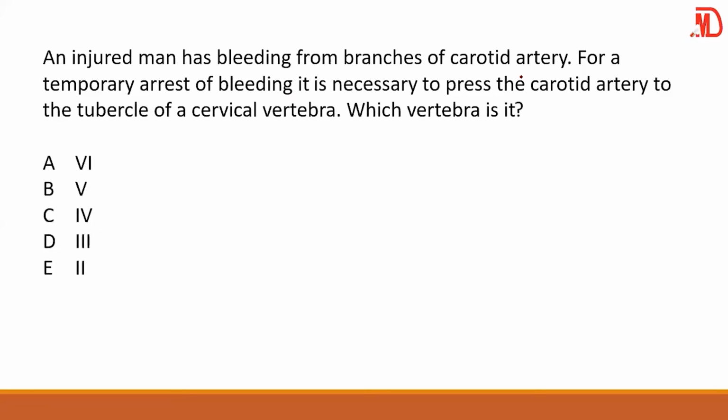Anatomy is always very weird. Now, an injured man has bleeding from the branches of the carotid artery. For a temporary arrest of the bleeding, it is necessary to press the carotid artery to the tubercle of the cervical vertebra. So now you ask yourself, just try to bend your neck.